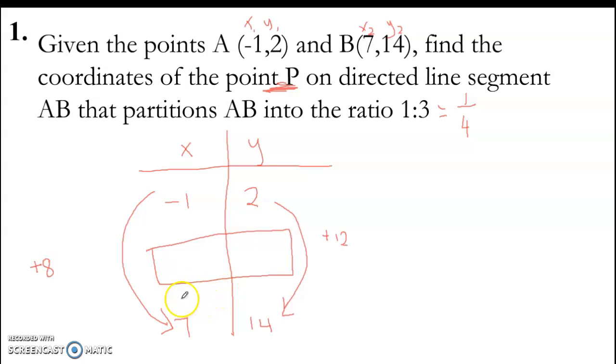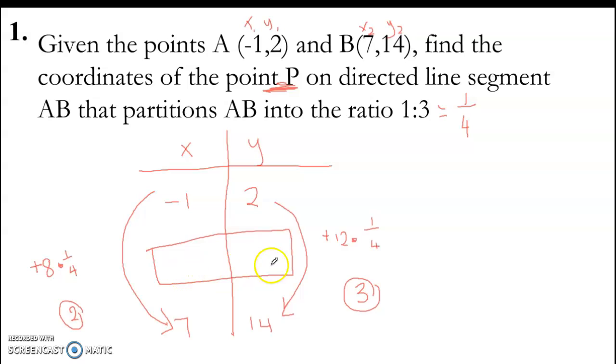So that's my first step. Then I'm going to take these numbers and I'm going to multiply them by the fraction that I got from the ratio. So when I do 12 times 1/4, this is going to give me 3, and I'm going to circle this number. And if I do 8 times 1/4, this is going to give me a positive 2. So that's my step 2.